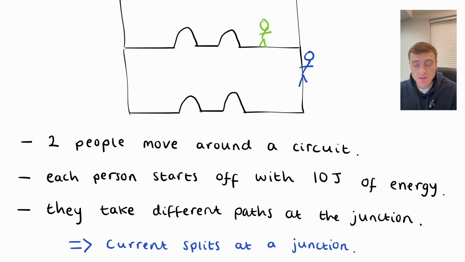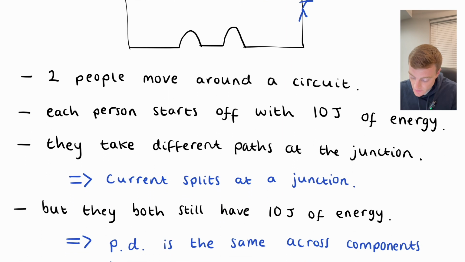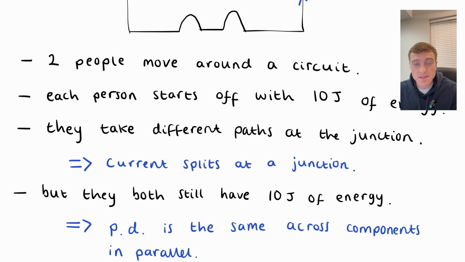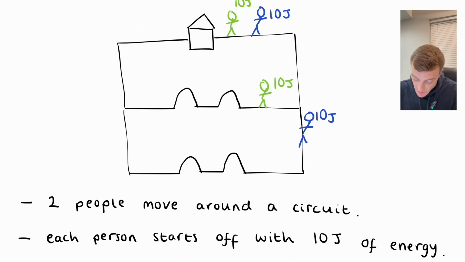However, they haven't had to move over any obstacles, so they haven't had to use up any energy. They both still have 10 joules of energy. This shows us that potential difference is the same across components in parallel. So in other words, potential difference in this loop is the same as the potential difference in this loop because they both still have 10 joules of energy.